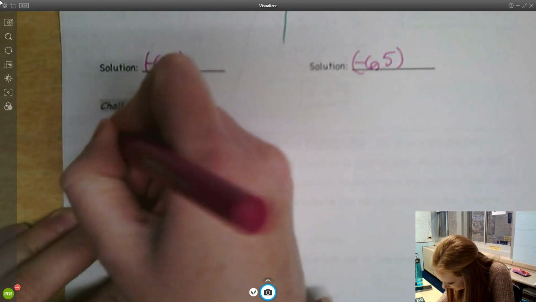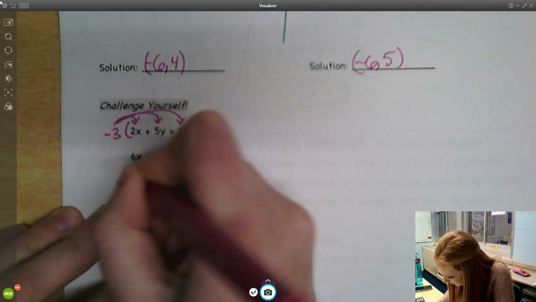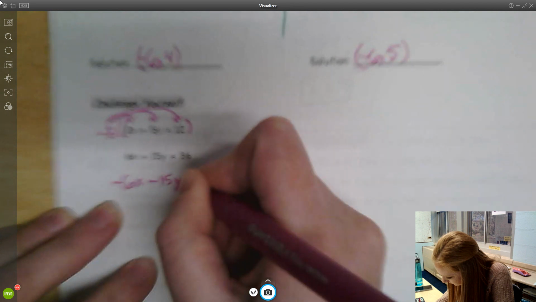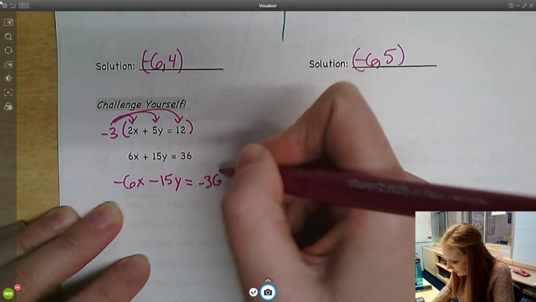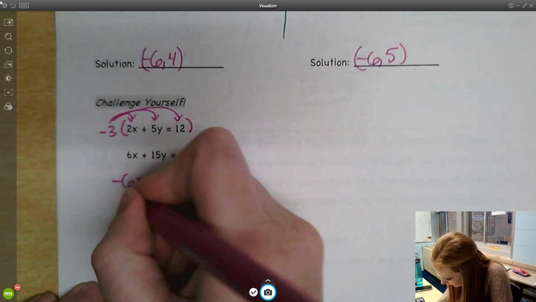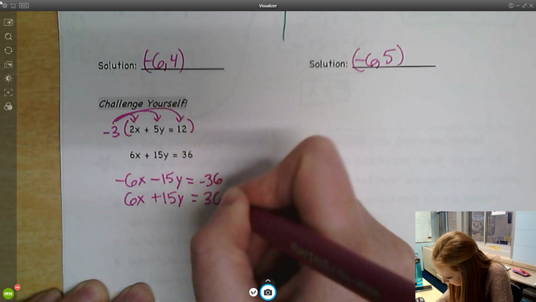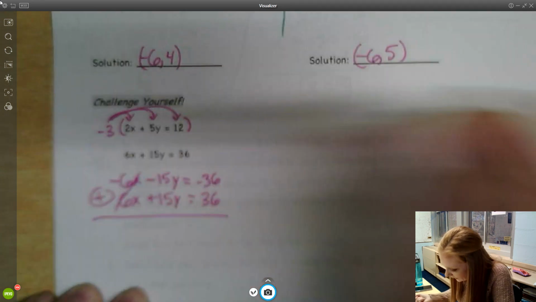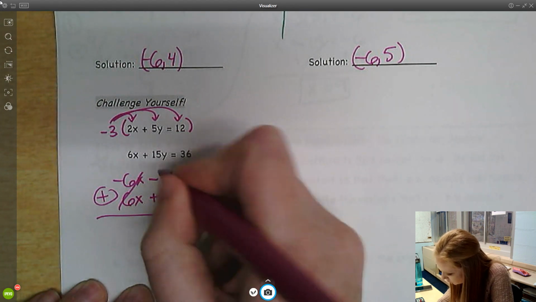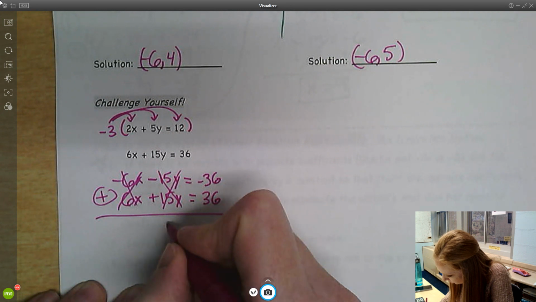What kind of challenge is this? This doesn't seem so bad. If I just multiply everything by -3, then this will be -6x minus 15y equals -36, right? I just multiplied everything in the first equation by -3. Rewrite my second equation. Add them together, right? And our x's are going to cancel, just like we wanted. But oh boy, our y's are going to cancel too. Yikes.